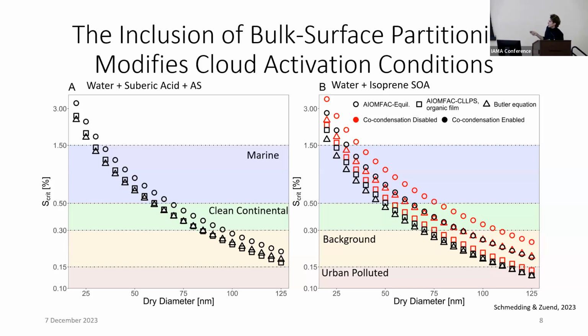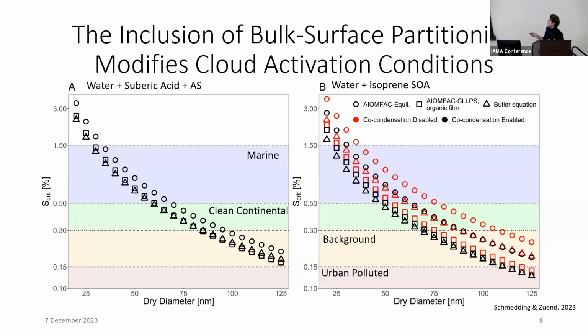Now, the figure on the right is a little bit more complicated because now I've introduced a color to it too, so there's more going on. The red figures here are for co-condensation being disabled. So now we're only allowing water to move back and forth out of this particle. This is water in an isoprene SOA particle. And the black is allowing all of the isoprene SOA species to partition back and forth between the gas phase. So it's like 21 isoprene SOA species.